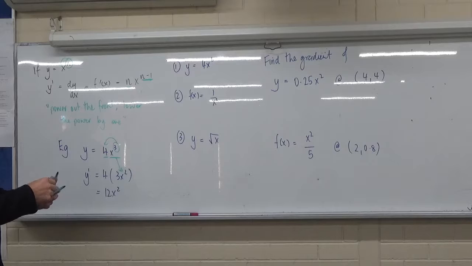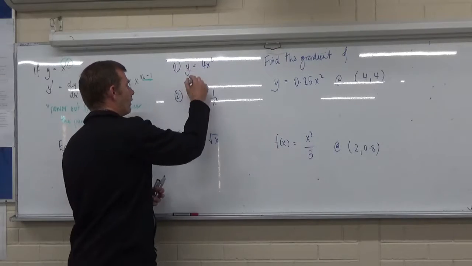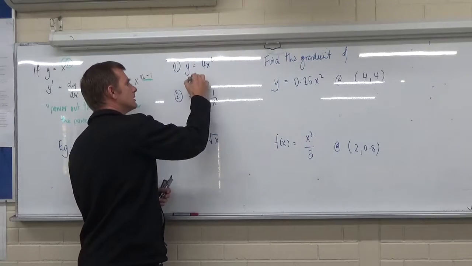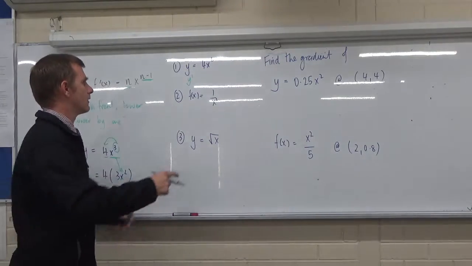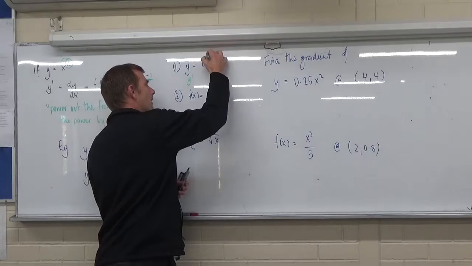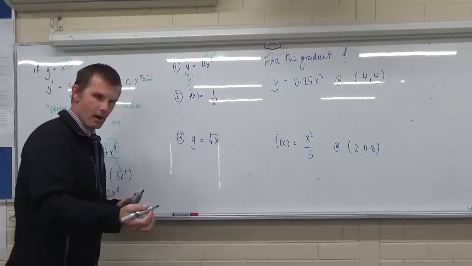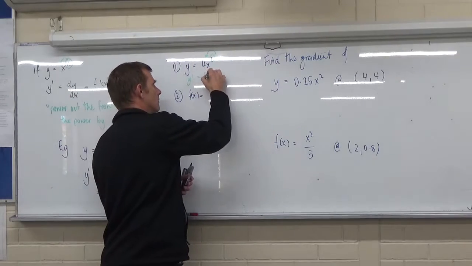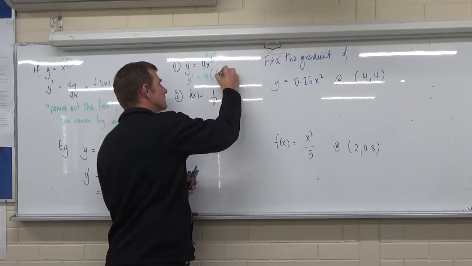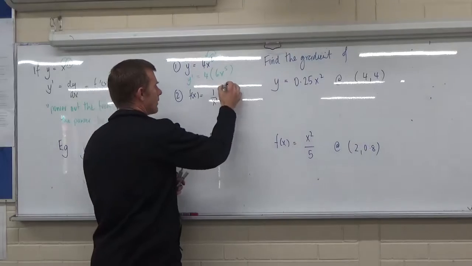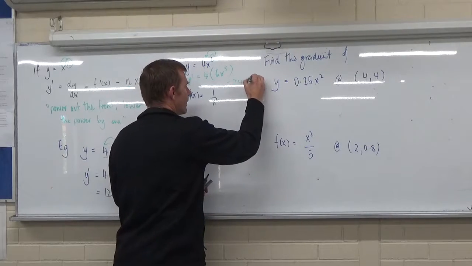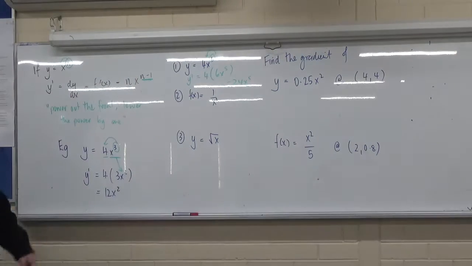Let's do a couple of examples here. Here we go, y. If it's set up like this, normally easier to use y dash. Don't have to. I'll do it differently down here just to show you the other notation. What are we doing? Power out front and lower the power by 1. So this is going to become 4 times 6x to the 5. And I could tidy that up and say, well, that's going to be 24x to the 5. That's all we need to worry about there.